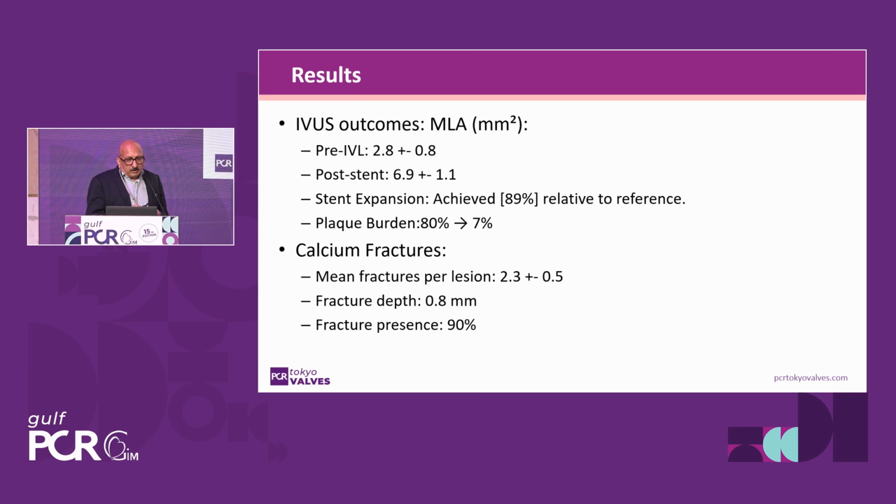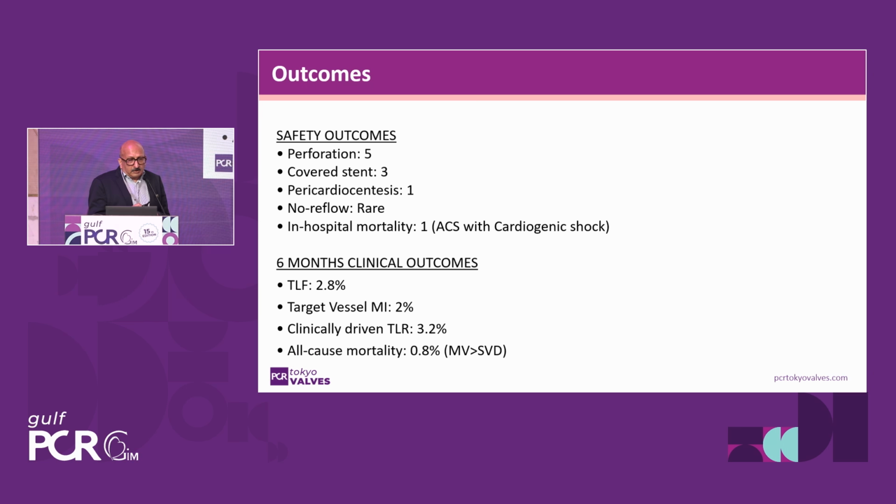So these are the IVUS outcomes. I will quickly run through that. And this is the safety outcomes. Perforation was only in 5 patients out of 700. And that too happened in those patients where we did additional devices, like a cutting balloon before or after, or doing a rotablation also.